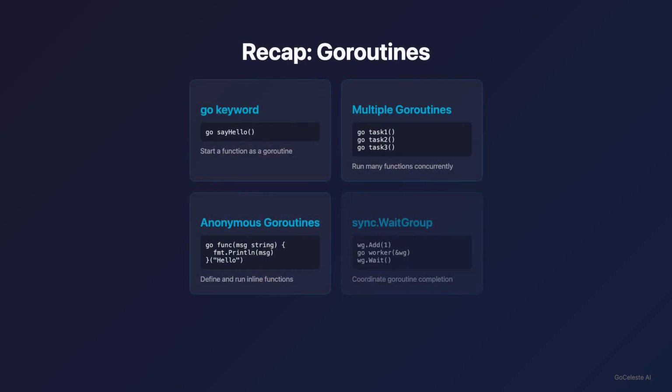Let us recap what we learned about Goroutines. The Go keyword starts a function as a concurrent Goroutine. Multiple Goroutines can run simultaneously, sharing CPU time. Anonymous Goroutines are defined inline with go func. sync.WaitGroup coordinates Goroutine completion reliably.